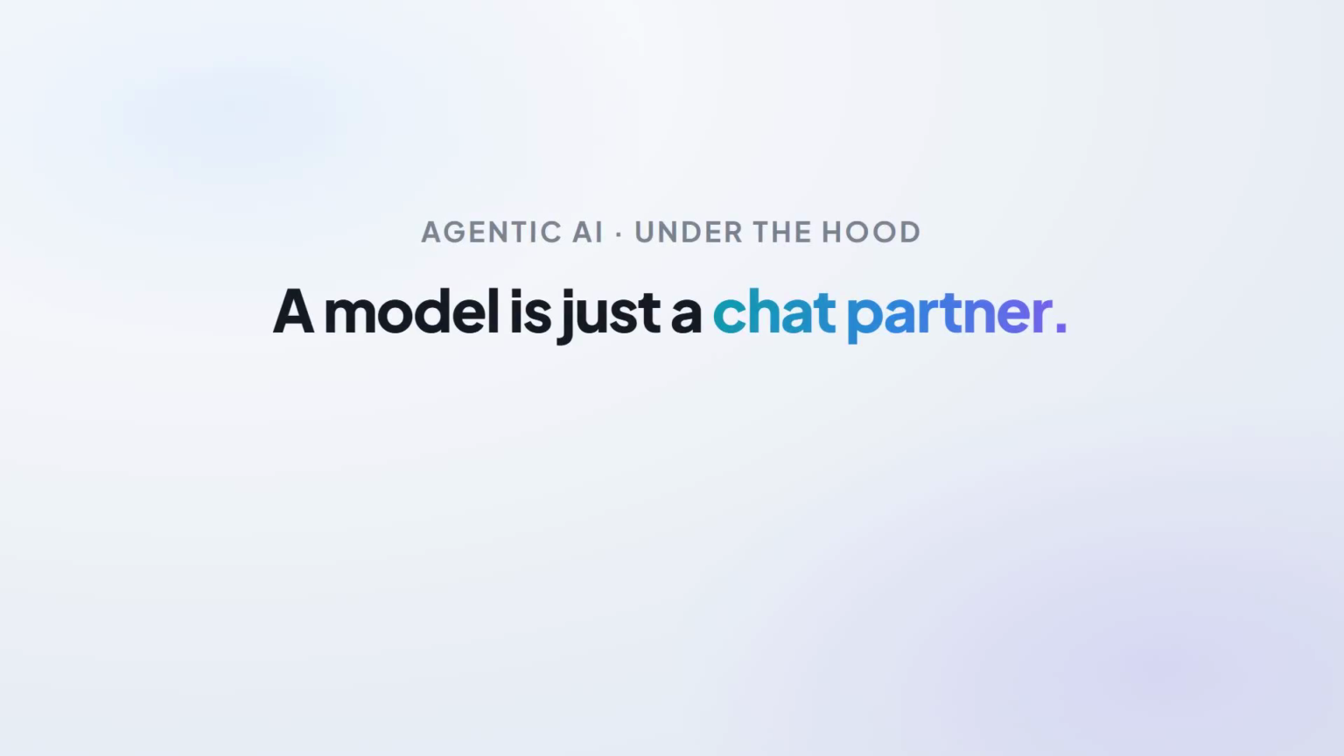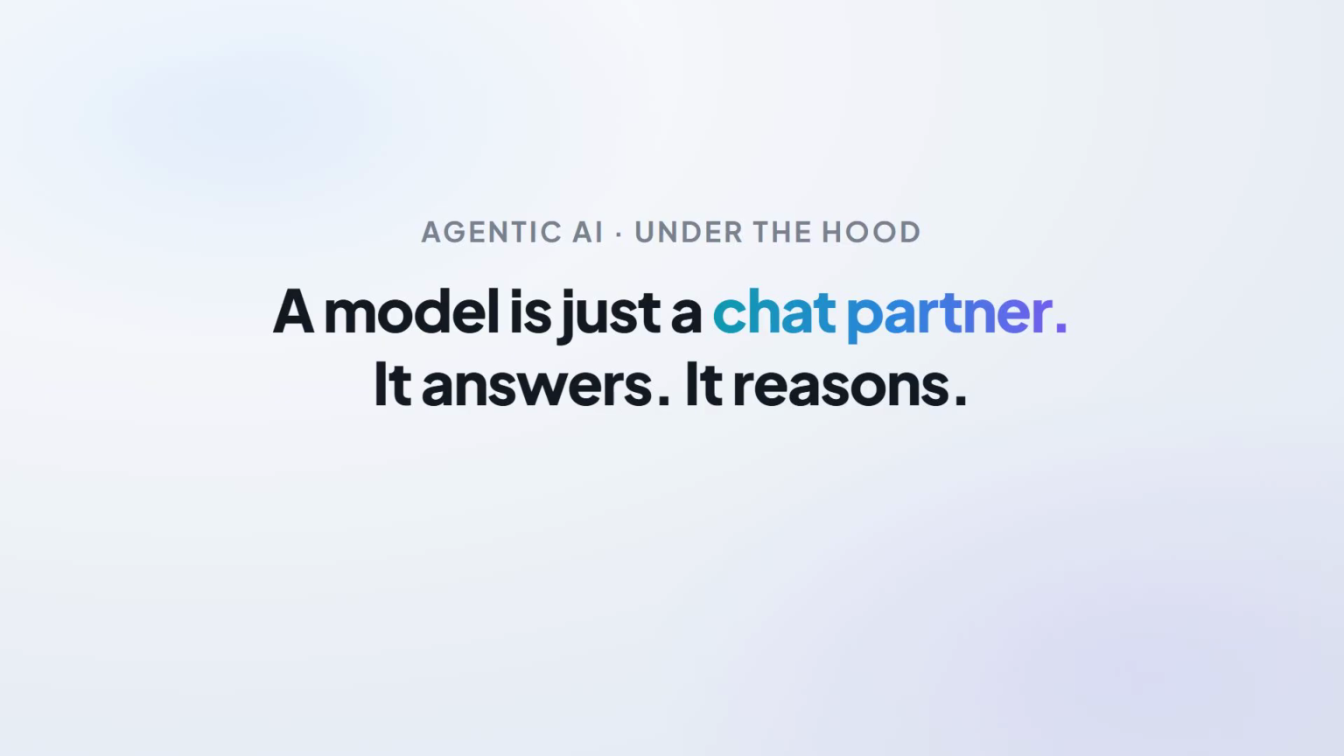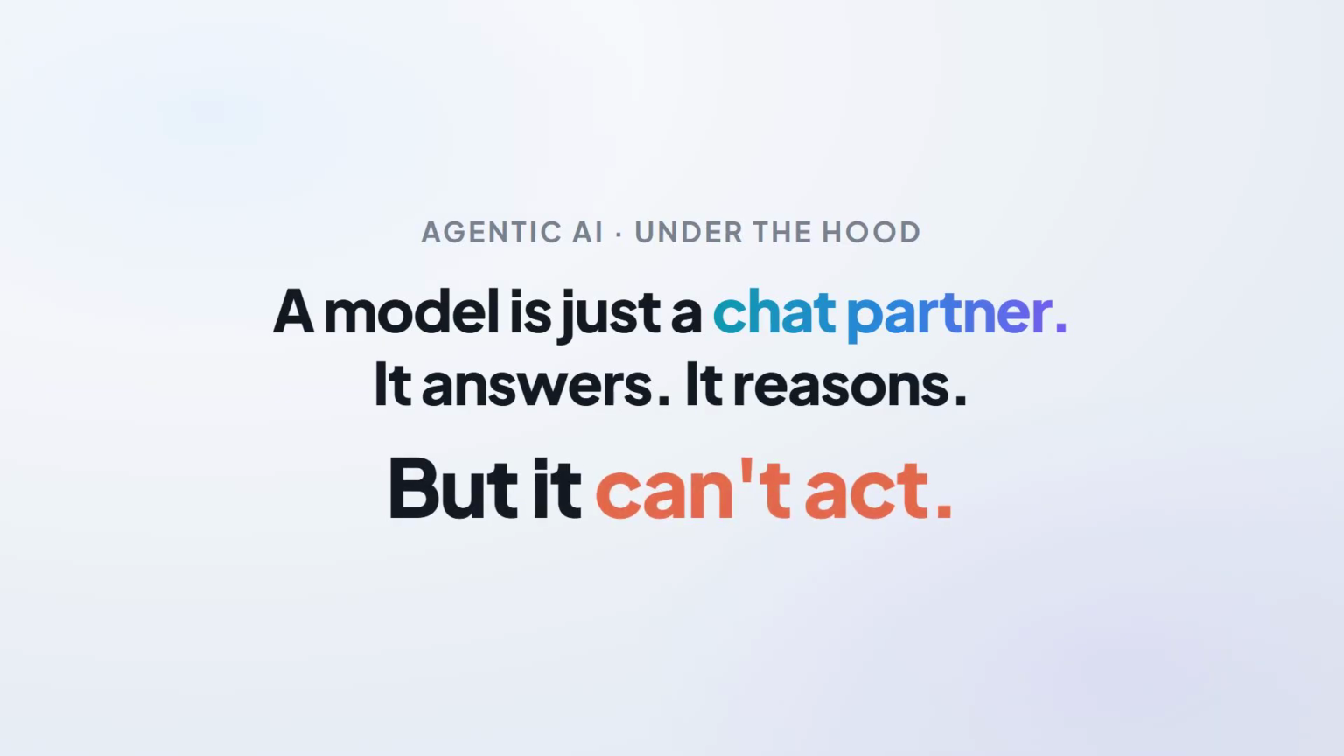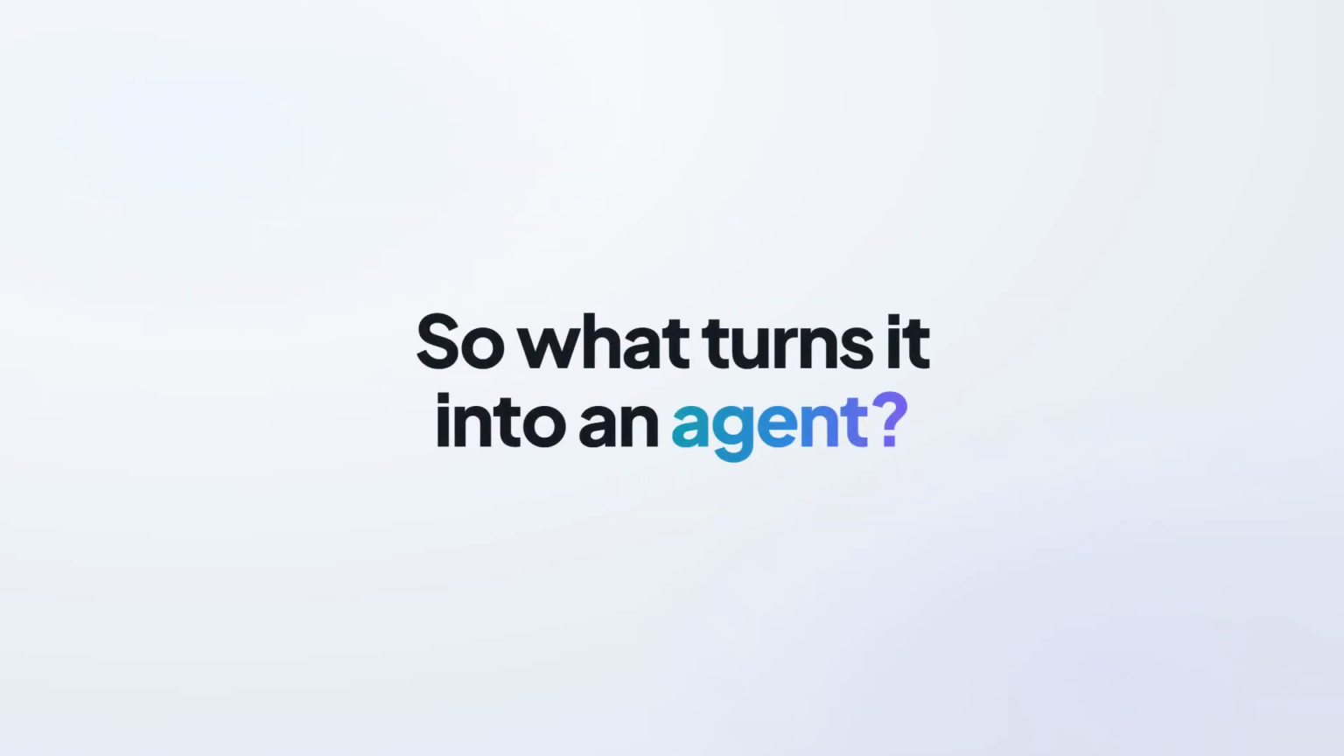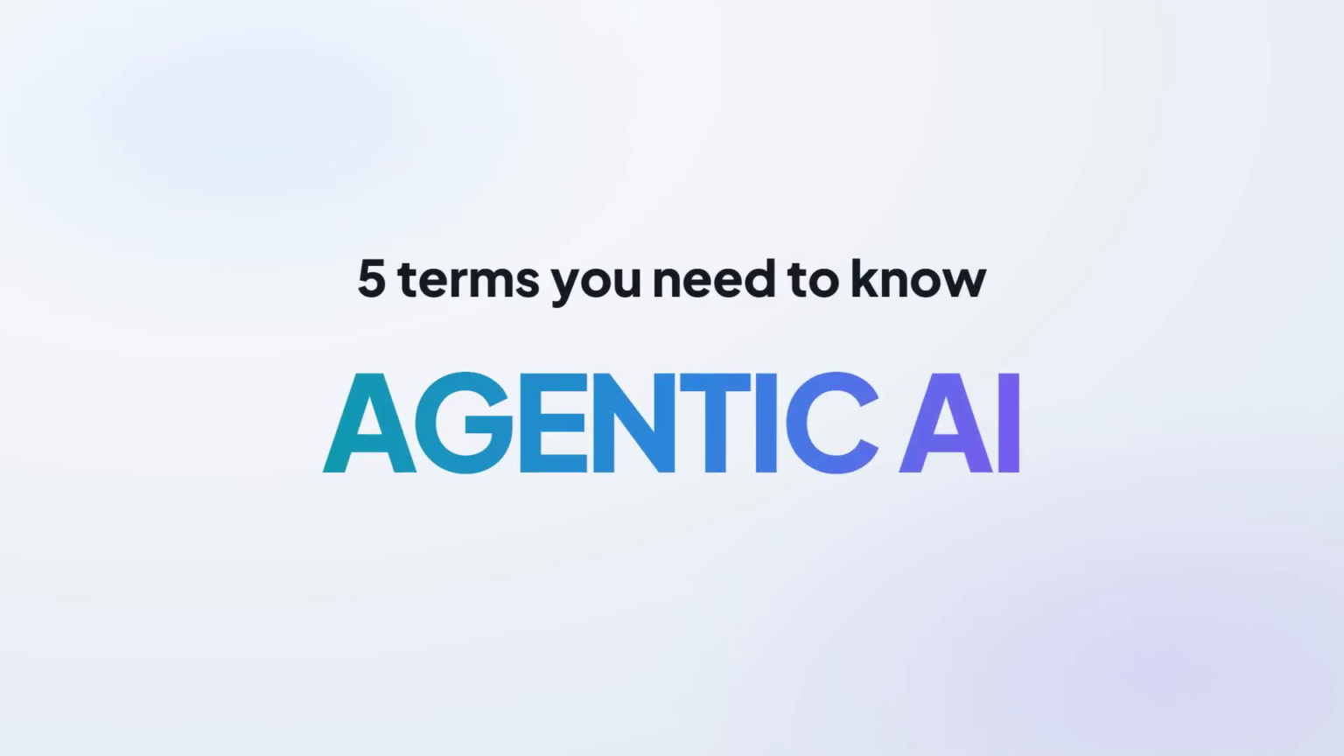A large language model on its own is just a very smart chat partner. It can answer and it can reason, but it can't act. So what actually turns it into an agent, one that plans, uses tools, and gets real work done? It comes down to 5 pieces. 5 terms you need to know about agentic AI.